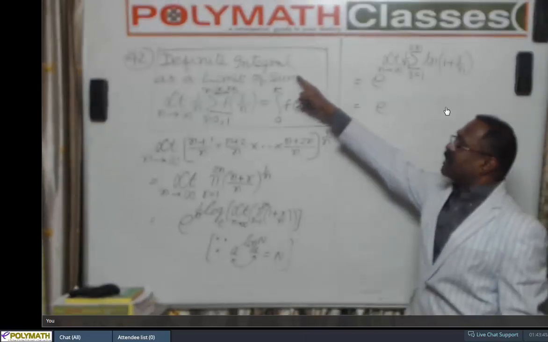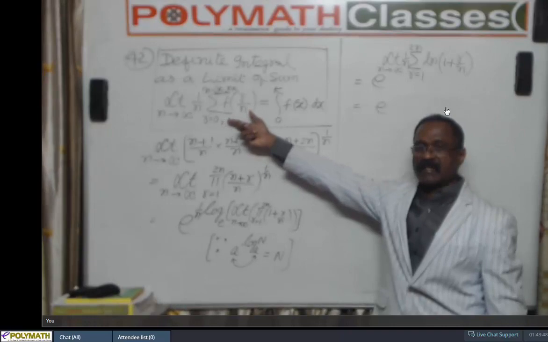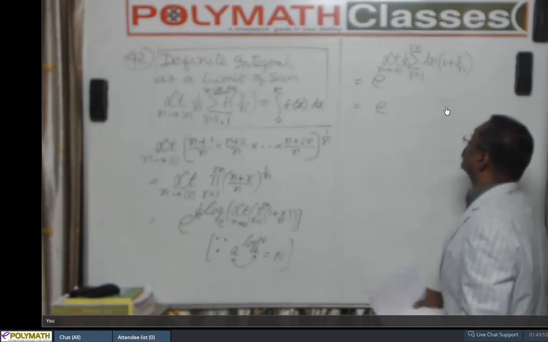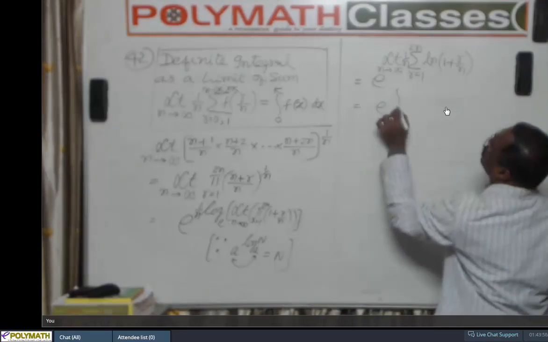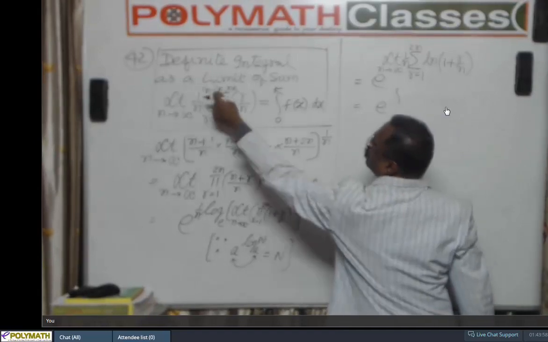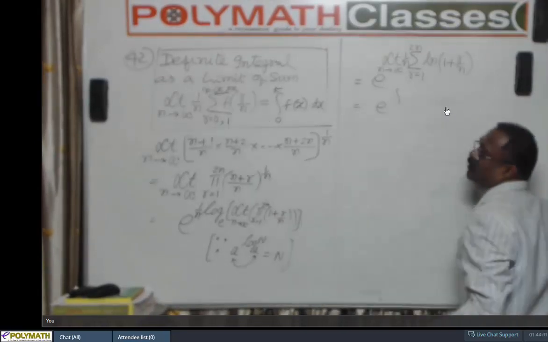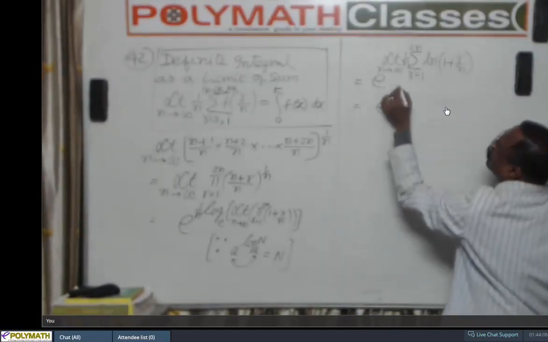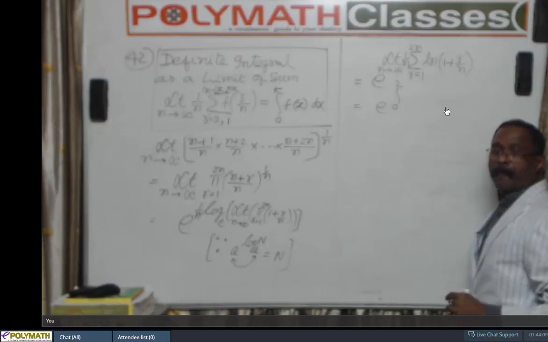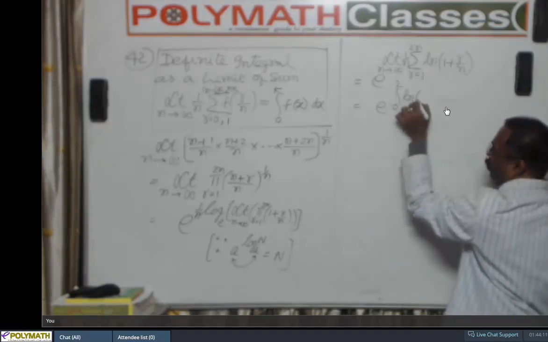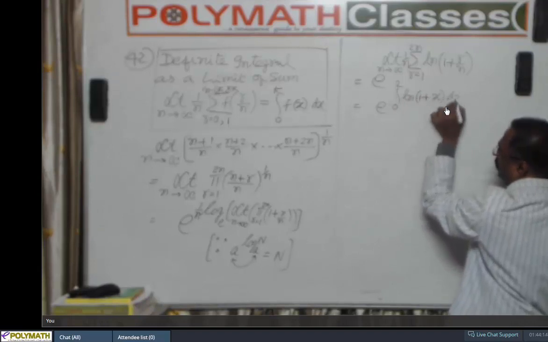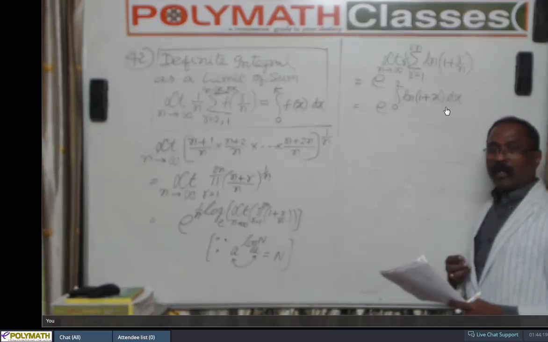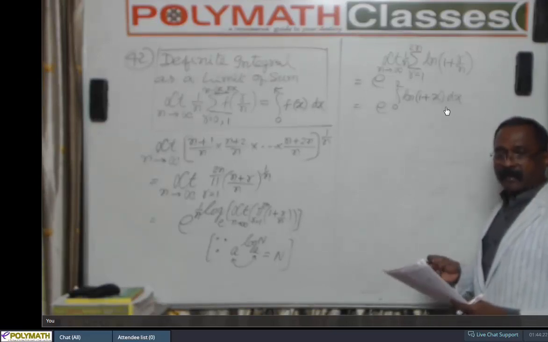definite integral as a limit of sum, limit of this. r by n becomes x. And the limits of integral are 0 to k, 1 to nk also becomes 0 to k. So here 1 to 2n becomes 0 to 2. ln of 1 plus x dx.